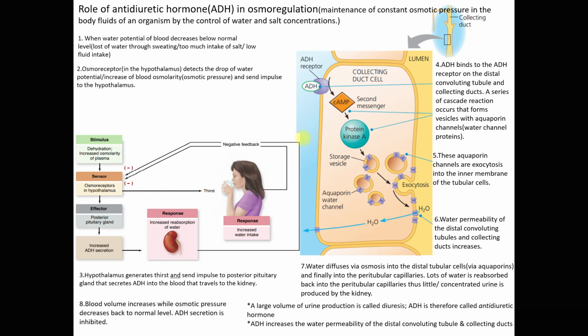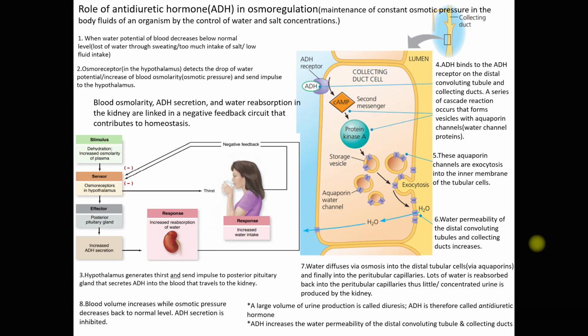So ADH is called anti-diuretic hormone, because if you recall what you have studied here, the presence of this ADH will cause concentrated urine to be synthesized. So ADH is therefore called anti-diuretic hormone. All right, because again, as a conclusion, what you have learned is that ADH increases the water permeability of the distal convoluted tubule and collecting ducts.